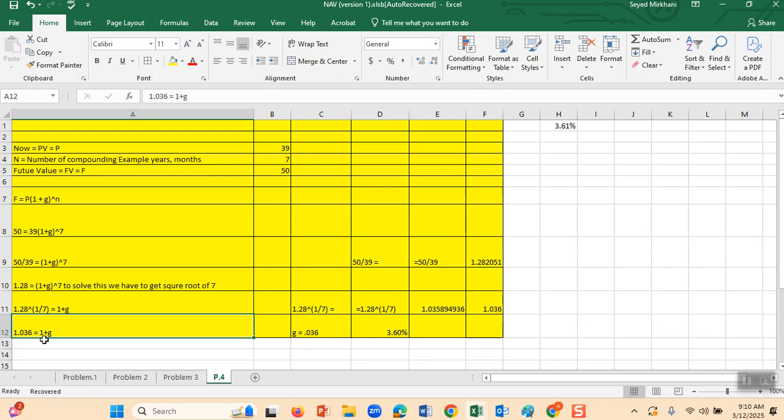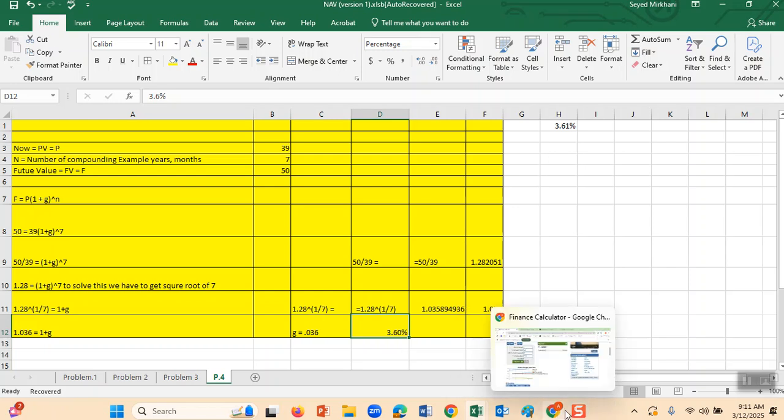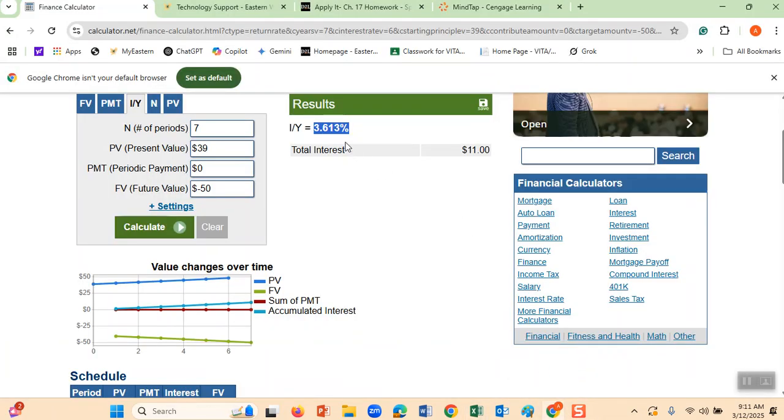Therefore, this side of the equation is 1.036, and this side is 1 plus g. Now, when I solve this problem, I subtract 1 here and 1 here, and g becomes 0.036, which is 3.6%. Do you all remember when we used calculator.net? Do you see we got 3.6 there? Of course, the one we calculated is rounded off, but 3.6 is the same as what Excel did.